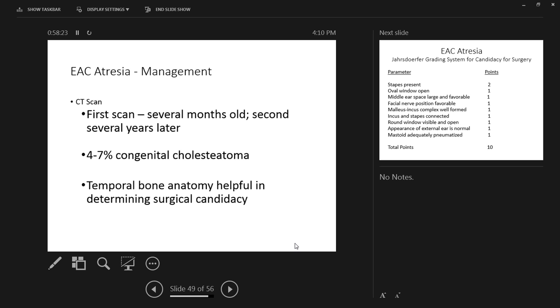When a child has an ear canal atresia, very often, you're going to do a CT scan pretty early on while the child is still only a few months old, noted here several months, and you're going to do another one some years later. But it's important to do a CT scan pretty early on, in part because 4 to 7% of children with ear canal atresia do have a congenital cholesteatoma, which I know we haven't talked about yet, but that's something that we're going to hear about, and that's very important to know. Knowing what the temporal bone anatomy is helpful in determining if the child is a candidate or not a candidate, and that's going to help with planning and strong implications for counseling.